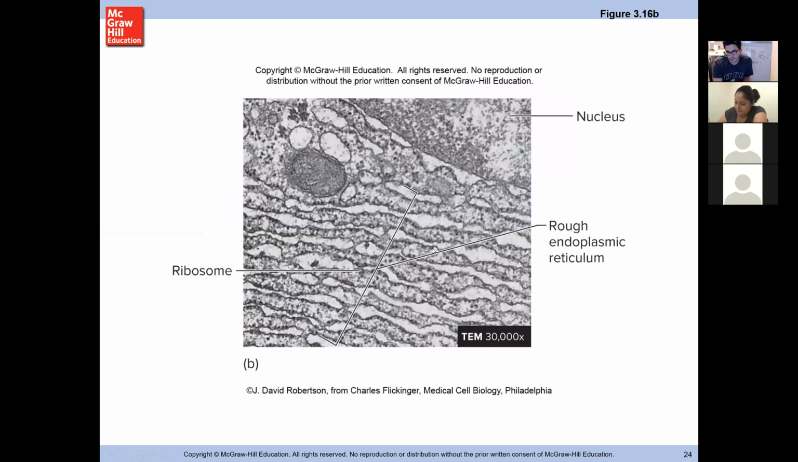Here's another transmission electron micrograph of the rough endoplasmic reticulum. It's kind of hard to tell, but all these little black dots are ribosomes that are stuck into the folds of that folded structure, the endoplasmic reticulum.